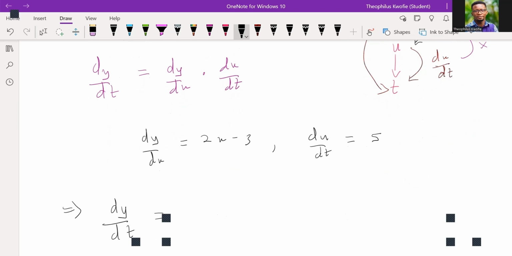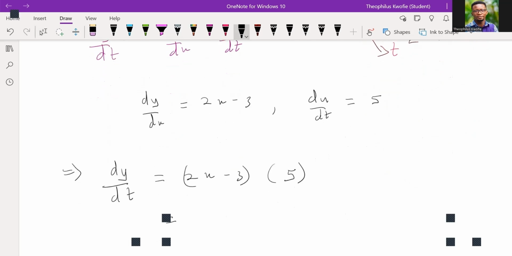Good. All right. So this implies that our change in y with respect to change in t would just be what? Now we know the result for the other derivative. So that becomes what? 2u minus 3. And that we have what? Multiplied by 5. Now, remember, everything has to be in terms of t, because we are finding y with respect to change in t.